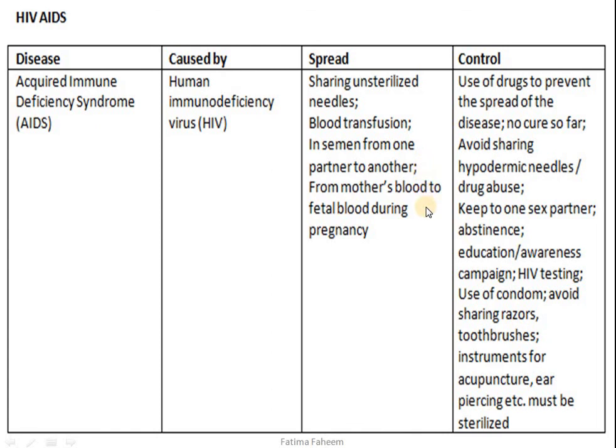How we can control it is the use of drugs to prevent the spread of the disease. There is no cure so far. We can only prevent it by avoiding sharing hypodermic needles and drug abuse. Keep one sex partner, and education and awareness campaigns are very important. HIV testing is very important, and use of certain devices which are included in safe sex is very important.